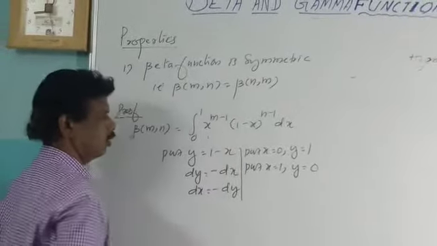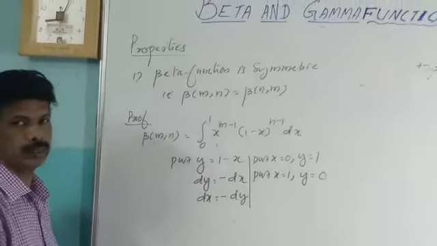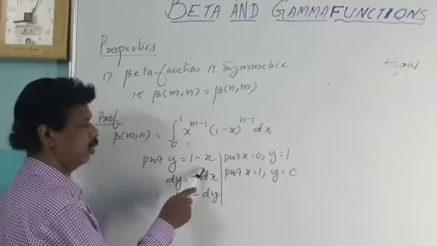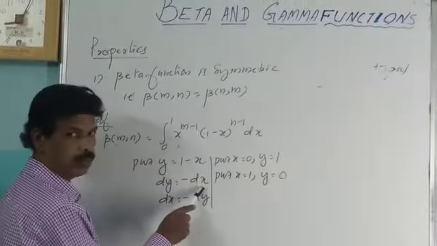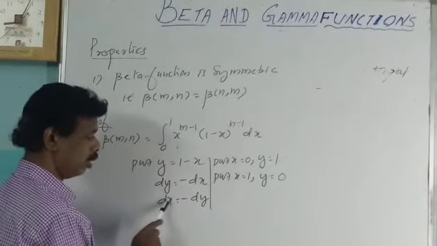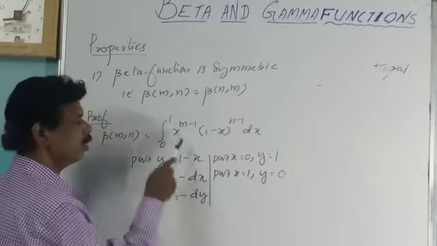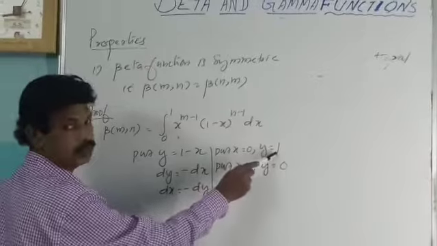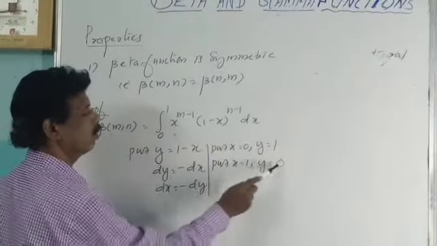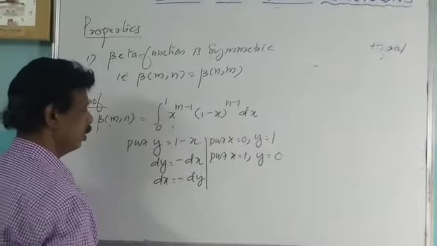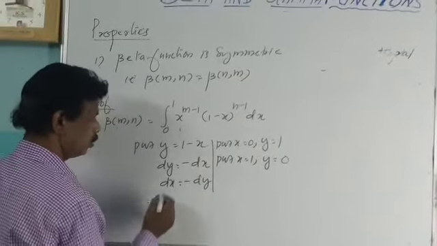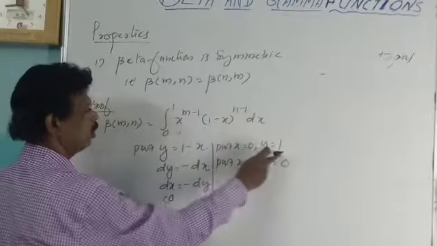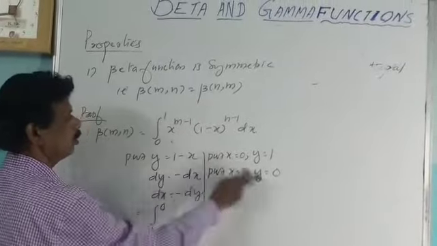Here we are going to change the variable. Put y equal to 1 minus x, then dy equal to minus dx, or dx equal to minus dy. When x equal to 0, y equal to 1. When x equal to 1, y equal to 0. So instead of the limits 0 to 1, we can write 1 to 0.